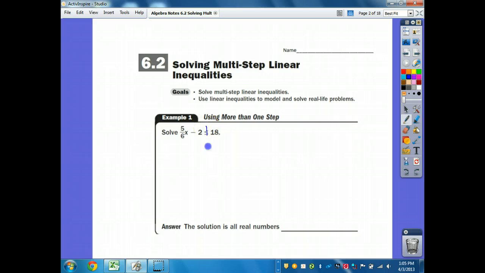If I draw my line down the inequality, if I were to box my variable here, 5/6 x minus 2, what do I need to do to solve that? Just pretend it's a regular old equation. What would I do first to solve that? Add 2. Yep, I would have to add 2 to both sides. So do that.